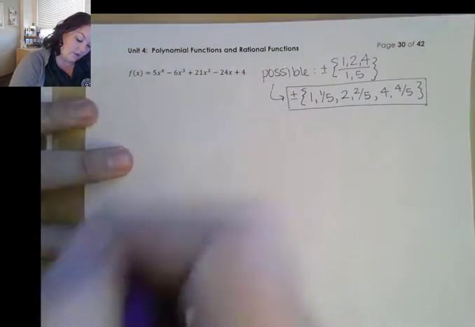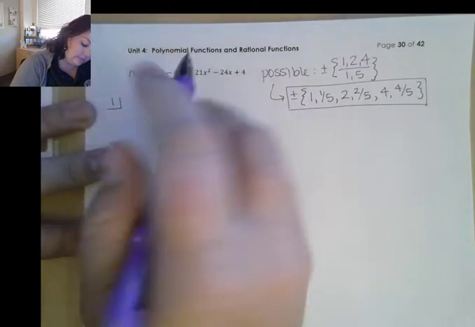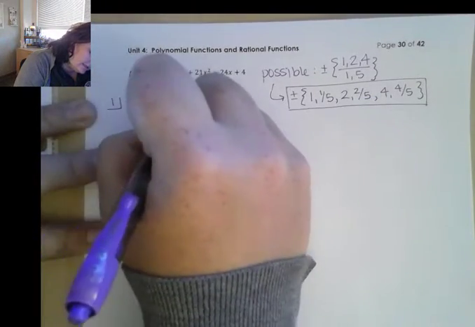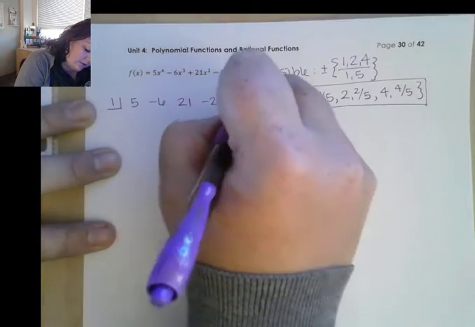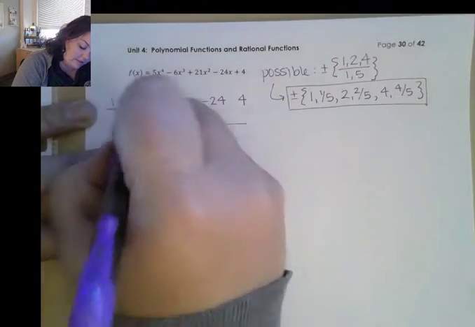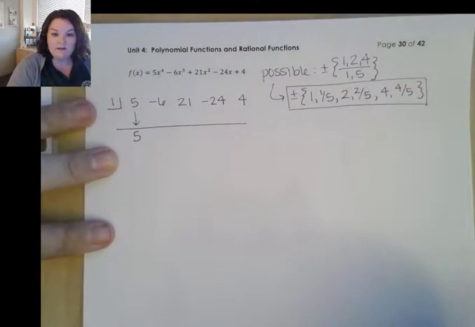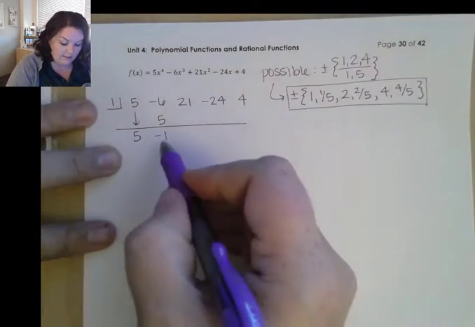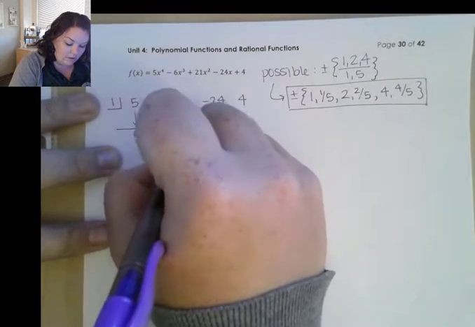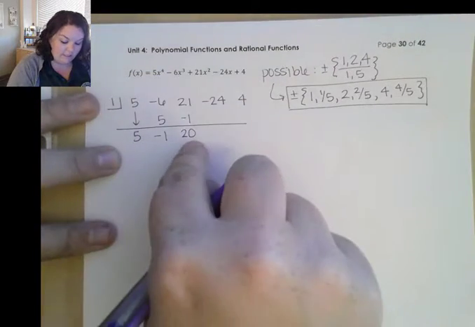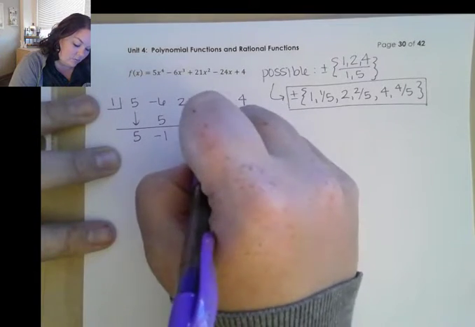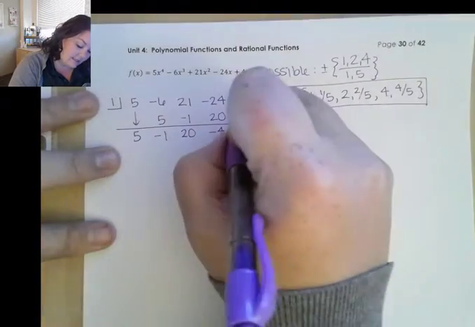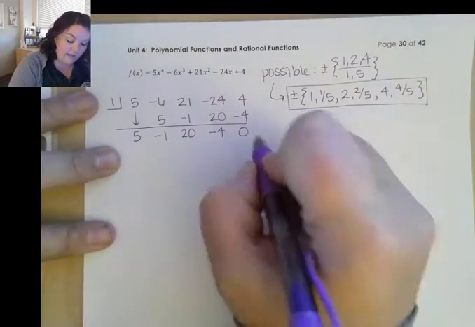Okay, so I'm going to go ahead and plug in my 1. I'm going to write out all my coefficients. So I have 5, -6, 21, -24, and 4. So I bring down my first number, which is a 5. 5 times the 1 in my box is 5, which combines down to -1. -1 times the 1 in my box is -1, which leaves me with 20. 20 times the 1 in my box is 20, which combines down to -4. -4 times the 1 in my box is -4, which combines down to 0. So yay, on the first try.